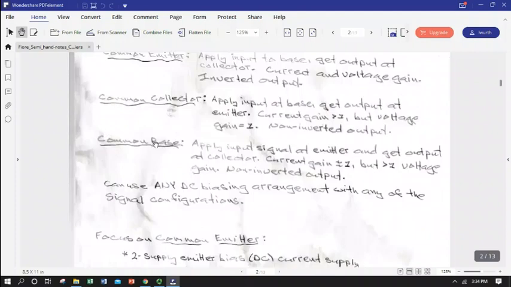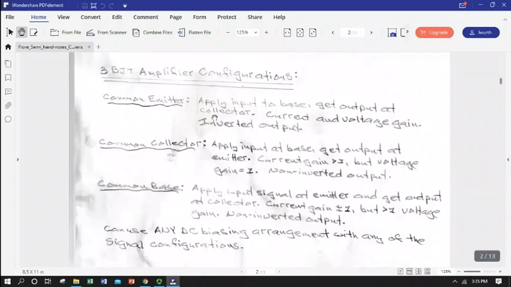And last but not least is common base. So here we apply the input signal at the emitter, and we get the output at the collector. So the base is odd man out, so it's common base. This time it's kind of the inverse of the common collector. We have a current gain of approximately 1, but our effective power gain is all realized in voltage. So we get a very high voltage gain.